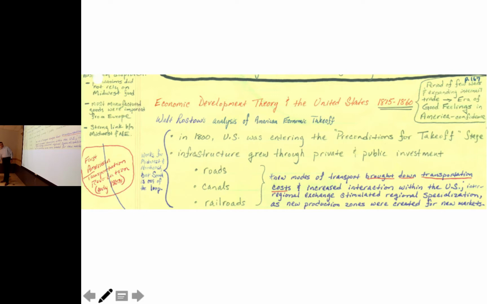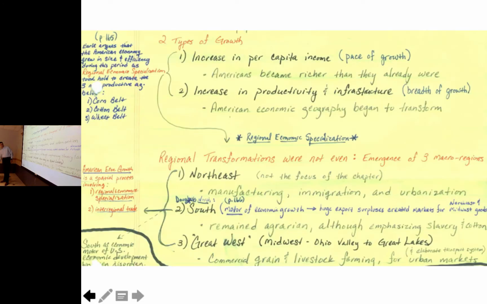So I'm going to go back to the previous slide now. Okay. So we're looking at economic growth, a spatial process that involves regional economic specialization and interregional trade. Earle is interested in understanding how these three regions were trading with one another during the period leading up to the Civil War. It does pivot largely on the question of slavery, the expansion of slavery into the West.